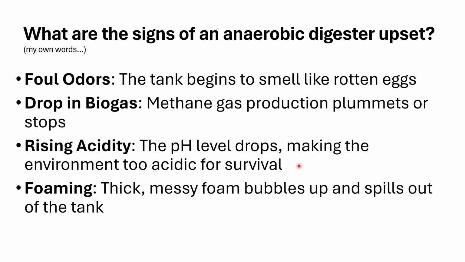The pH levels drop. They go below that 7.0 to 7.2. So they're now in the 6, or even if it's really severe, the 5.8 to 6.2 pH range. That means we're killing off the beneficial bacteria. The acids are just killing them off. And if we have foam, thick, messy foam bubbling up and spilling out of the tank, and I think I put a video in your video selection of digester foaming. Okay, if that spills out of the tank, oh yeah, you've got yourself a big problem.